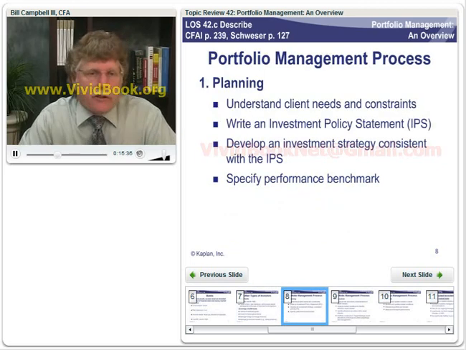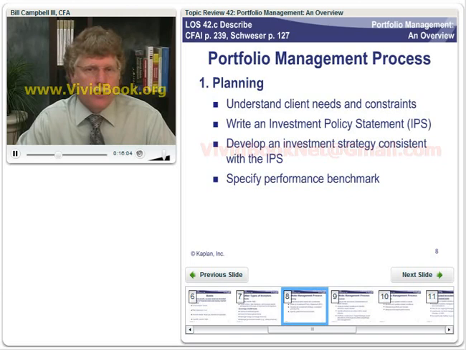Now let's get into the portfolio management process. There are 3 steps to the portfolio management process. The first step is planning. You need to understand your client's needs and constraints and write those down in an investment policy statement. The format of an investment policy statement is that you have an objective section and you have a constraints section. Under the objectives, this is where you put the return requirement and you put the client's risk tolerance.